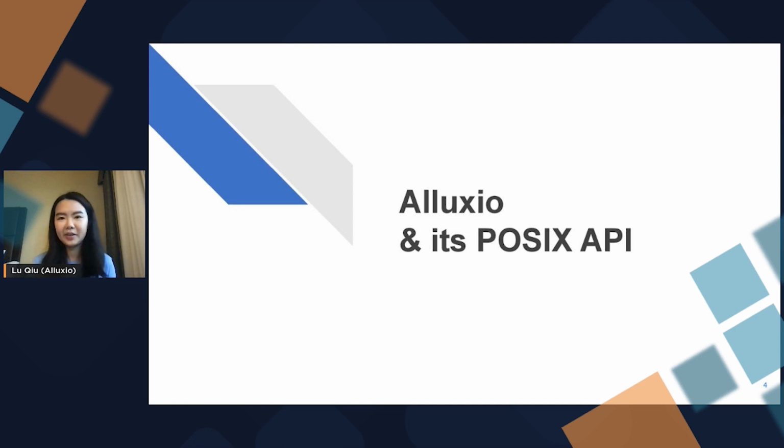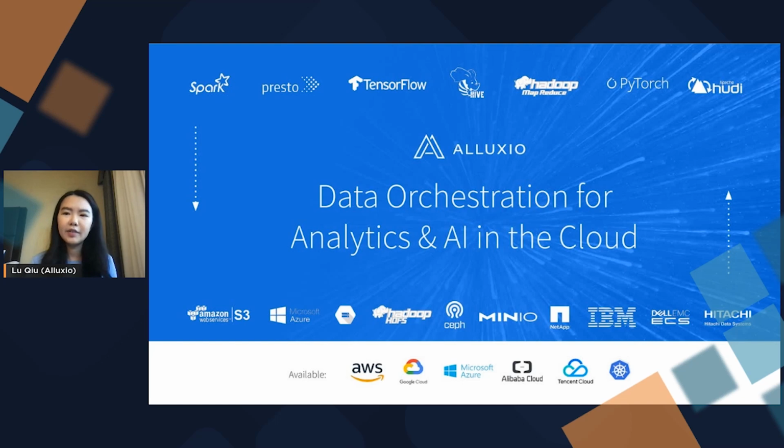So first, about Elastic and its POSIX API. For some of you who may not be familiar with Elastic, Elastic is a data orchestration layer for analytics and AI in the cloud. On top of Elastic, you can run different compute, ETL, and training frameworks, especially TensorFlow and PyTorch. Underneath, Elastic connects to all the different kinds of storage systems, including popular ones like S3, Azure, and other HDFS clusters. Elastic creates a unified namespace for all the compute and training frameworks to access different cloud storage, and provides caching abilities.